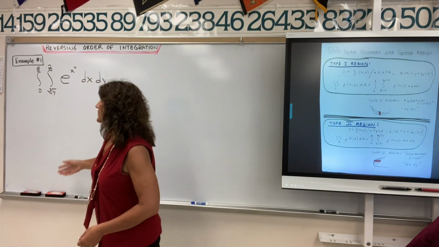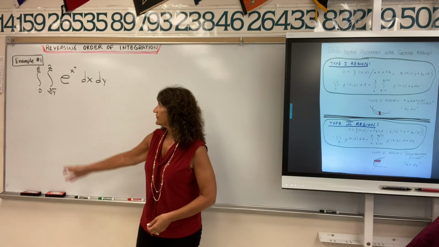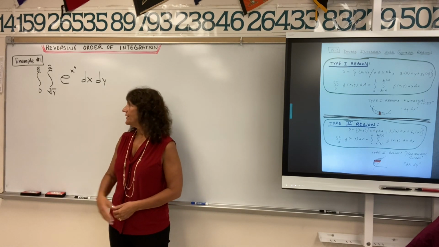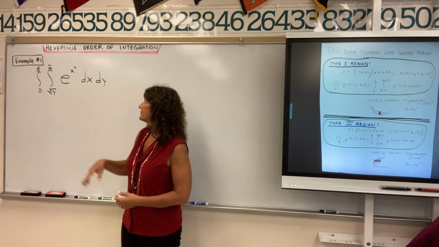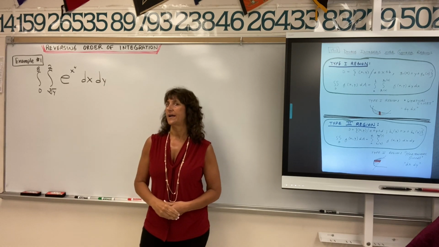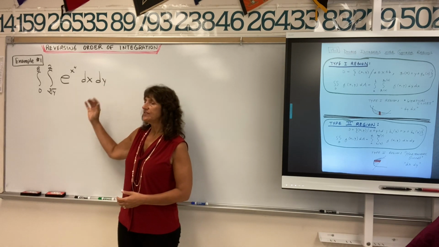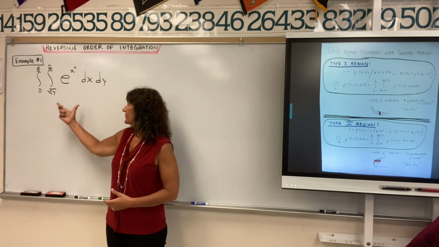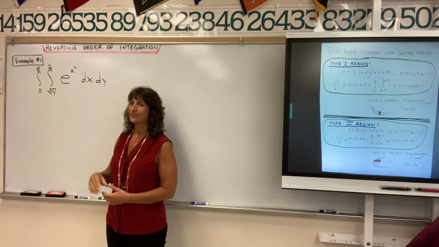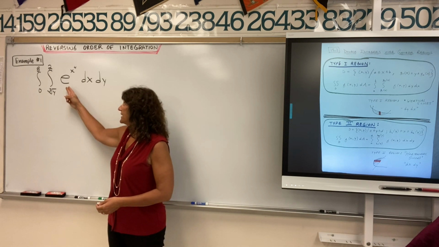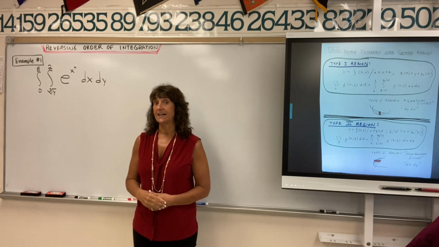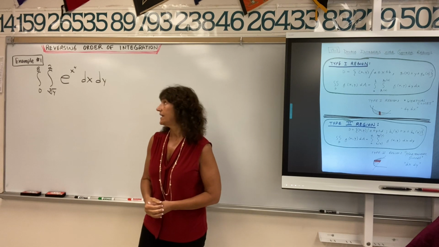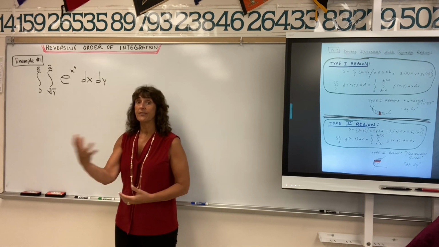This example over here on the board, example number 1, the outside bounds are 0 to 8, and then we're going from the cube root of y to 2, e raised to the x to the 4th dx dy. So dx dy, this is an iterated integral implying that we need to integrate with respect to x first, then y. But e raised to x to the 4th power, you can't integrate that. We can't do that using the methods that we've learned.